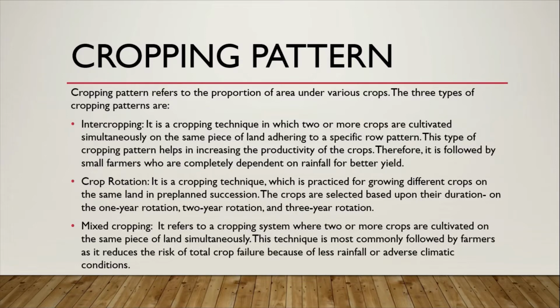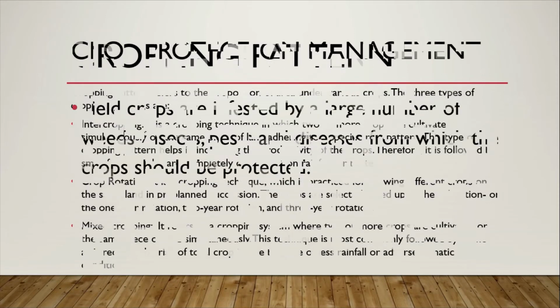Mixed cropping is a cropping system where two or more crops are cultivated on the same piece of land simultaneously. This technique is most commonly followed by farmers as it reduces the risk of total crop failure because of less rainfall or adverse climatic conditions.